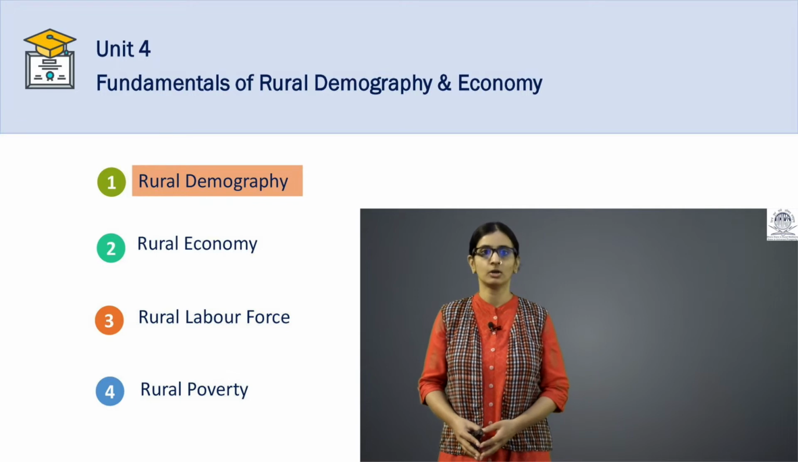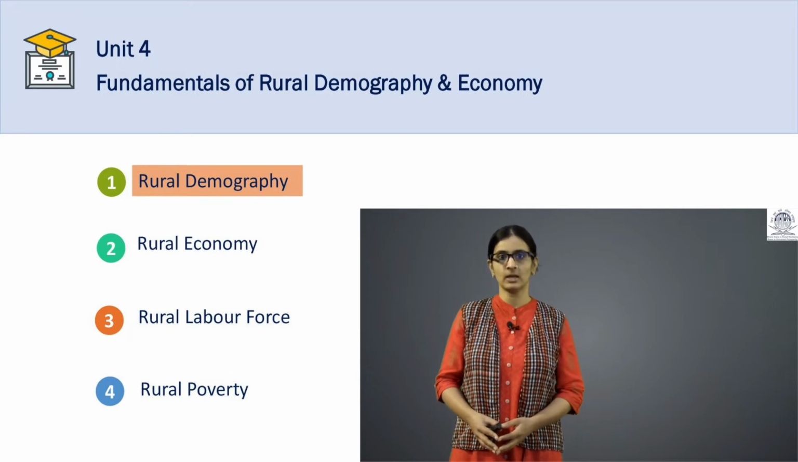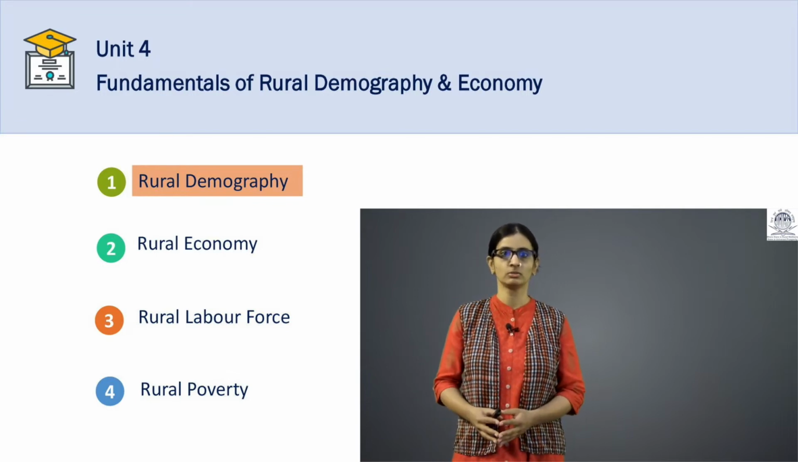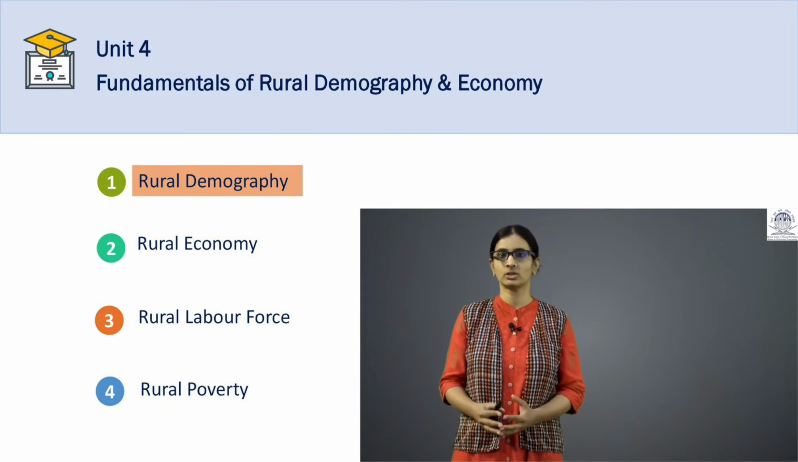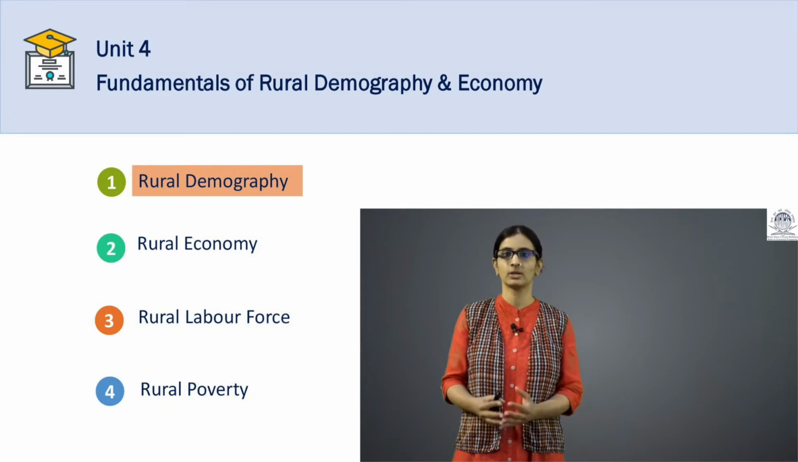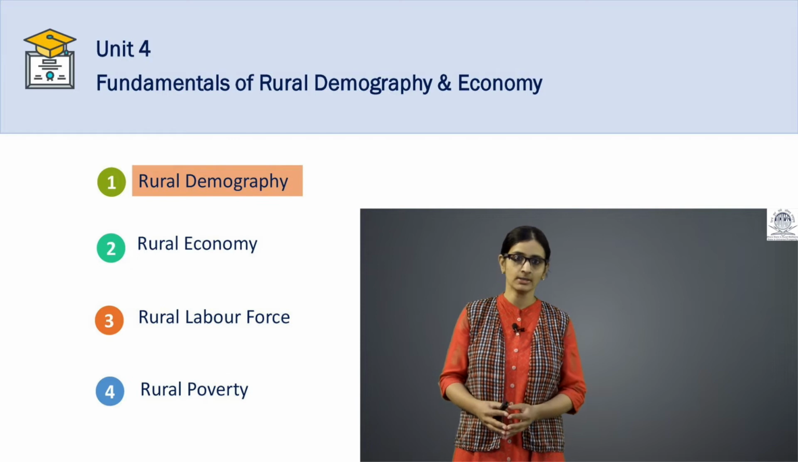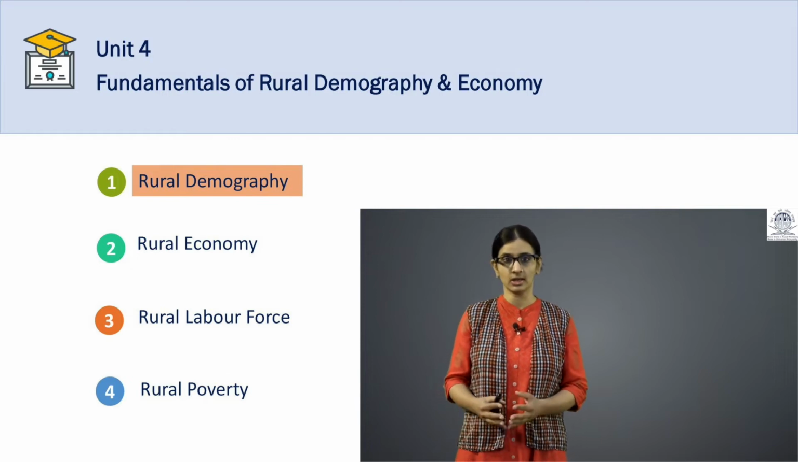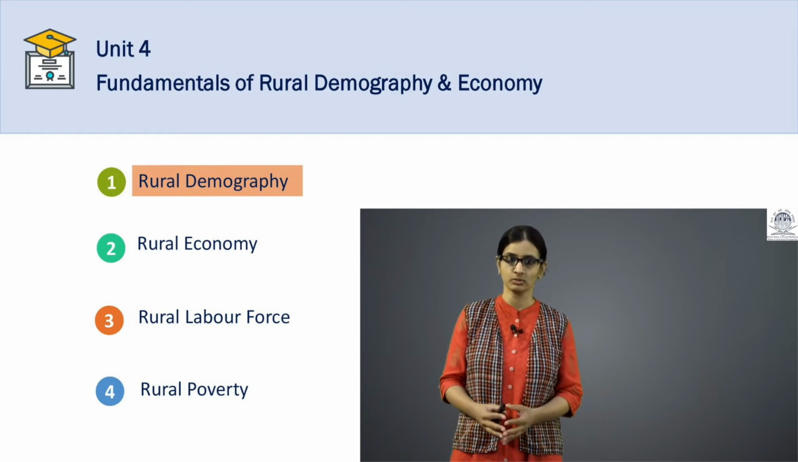Welcome to course 103 Rural Society and Polity in India, Unit 4 on the fundamentals of rural demography and economy. This unit will be covered in 4 lessons in the following manner. First, rural demography, understanding rural population, its size, gender, literacy, age, birth rate, mortality rate, etc. Second, rural economy, the nature, scope and its importance.